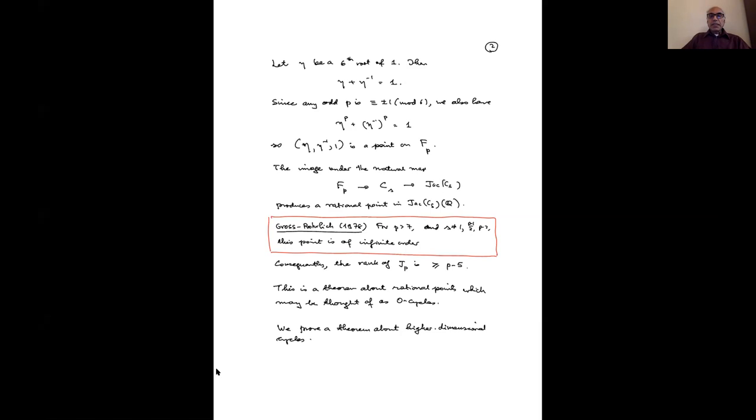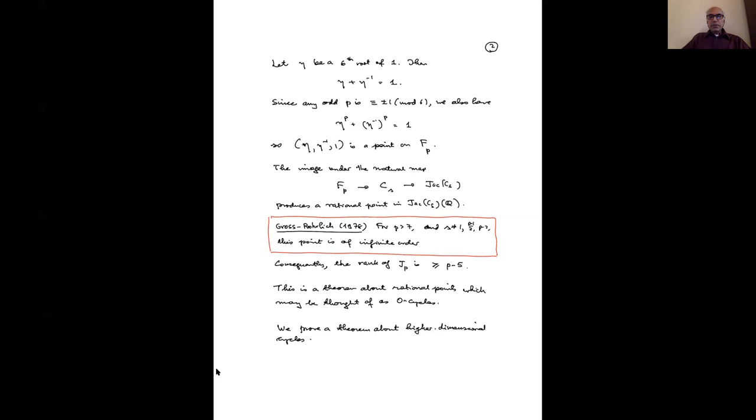So I can project from the Fermat curve to the quotient curve, and then from the quotient curve, I can fix a base point and then map it to the Jacobian. And that gives me a rational point on the Jacobian. And it's in fact defined over Q. Even though eta is not in Q, this point is defined over Q.